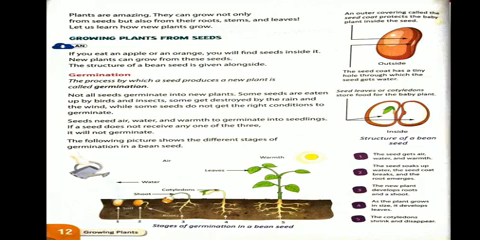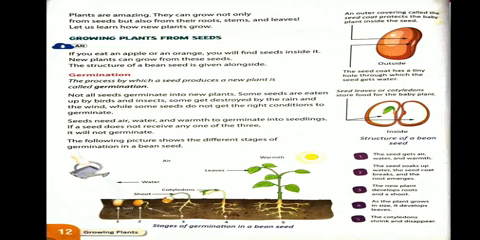And not all the seeds germinate into new plants, because some seeds are eaten up by birds and insects, some get destroyed by the rain and the wind, and some seeds do not get the right conditions to germinate. And what is this right condition? Seeds need air, water, and warmth to germinate into seedlings. And if a seed does not receive any one of these three, it will not germinate.